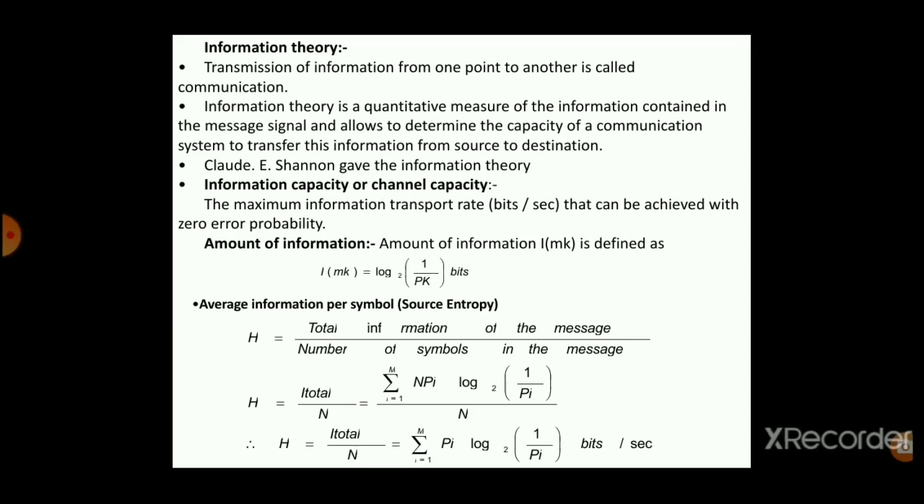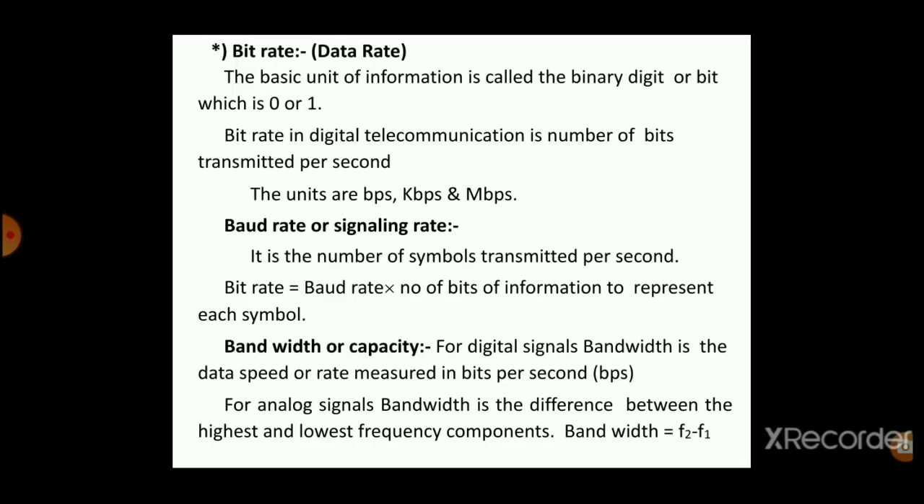Amount of information I(mk) is defined as I(mk) = log2(1/pk) bits. Average information per symbol, source entropy H, equals the total information of the message divided by the number of symbols in the message. It is defined as H = I total / n = sigma i=1 to m of p(i) log2(1/pi) bits per symbol.